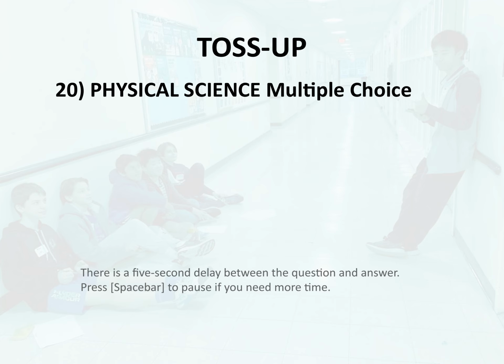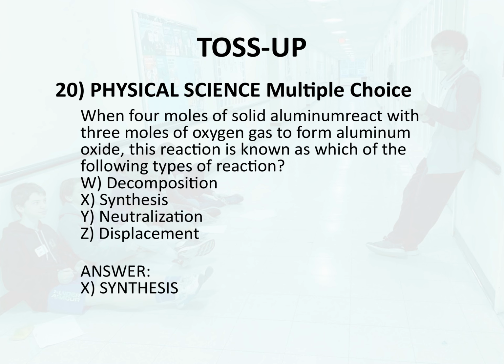Toss-up 20. Physical science. Multiple choice. When 4 moles of solid aluminum react with 3 moles of oxygen gas to form aluminum oxide, this reaction is known as which of the following types of reaction? W. Decomposition. X. Synthesis. Y. Neutralization. Z. Displacement. Answer: X. Synthesis.